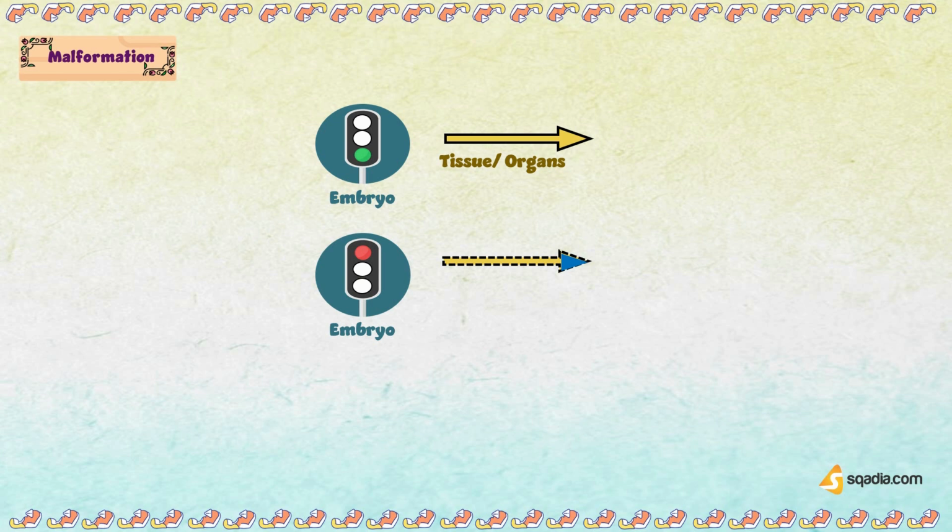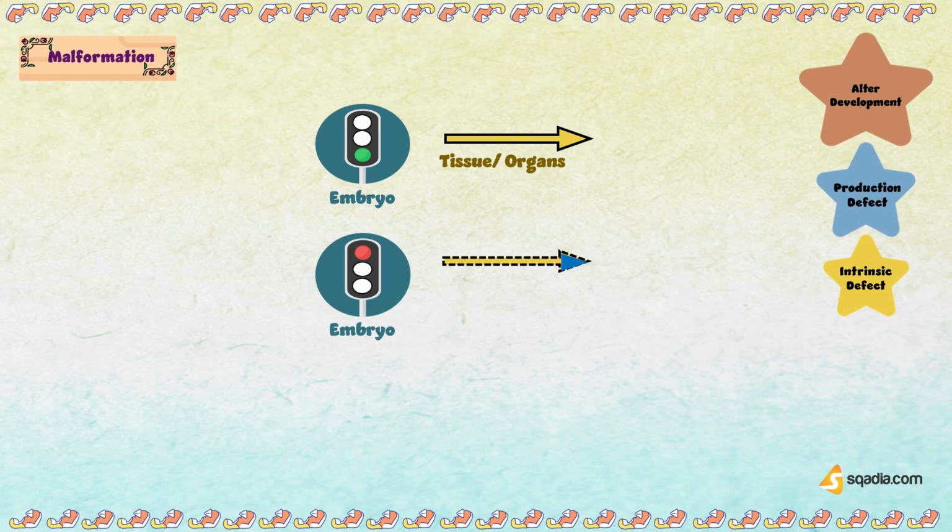So, we can say that it must be due to intrinsic causes or intrinsic defect that alters the development. Ma'am, can we say that it's a production defect? Yes, Jimmy. You are right. So, malformation leads to abnormal structure due to error in tissue formation or development.